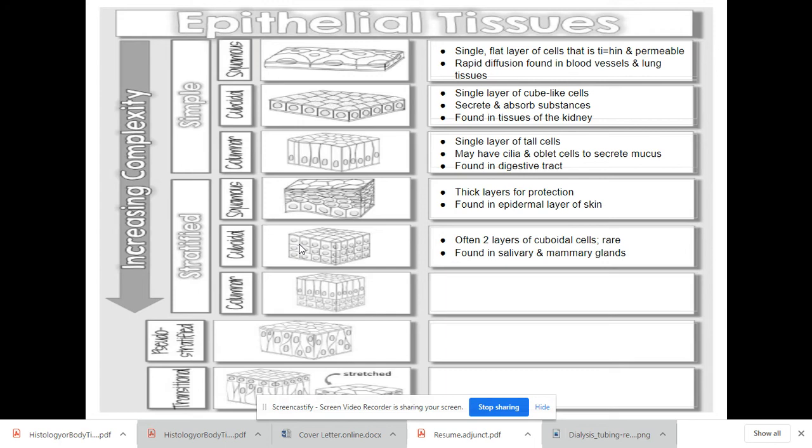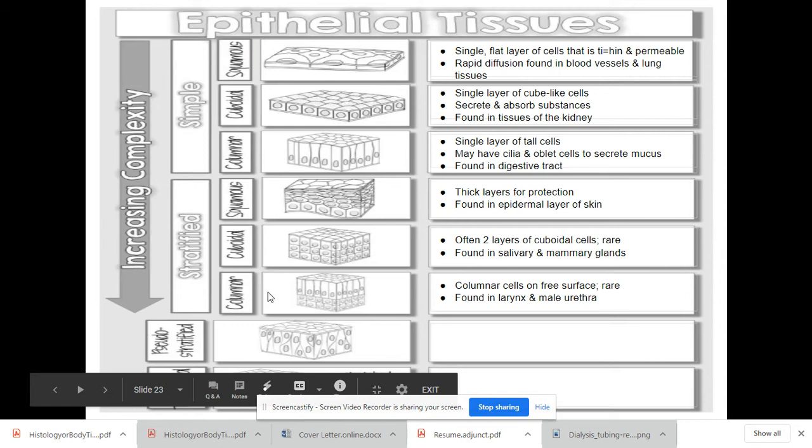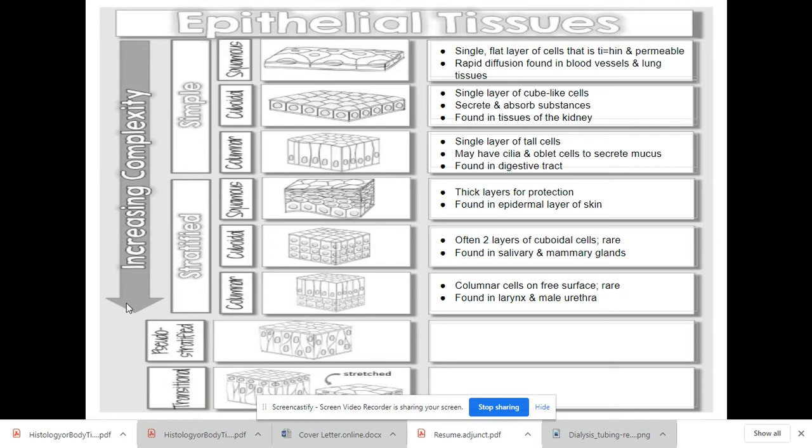Stratified cuboidal, often two layers of cuboidal cells. It's pretty rare to find this. You typically only find it in the salivary and mammary gland tissue. And then finally, stratified columnar is columnar cells on free surfaces, and it's also rare, found in the larynx, which is your voice box, and also the urethra in the male.